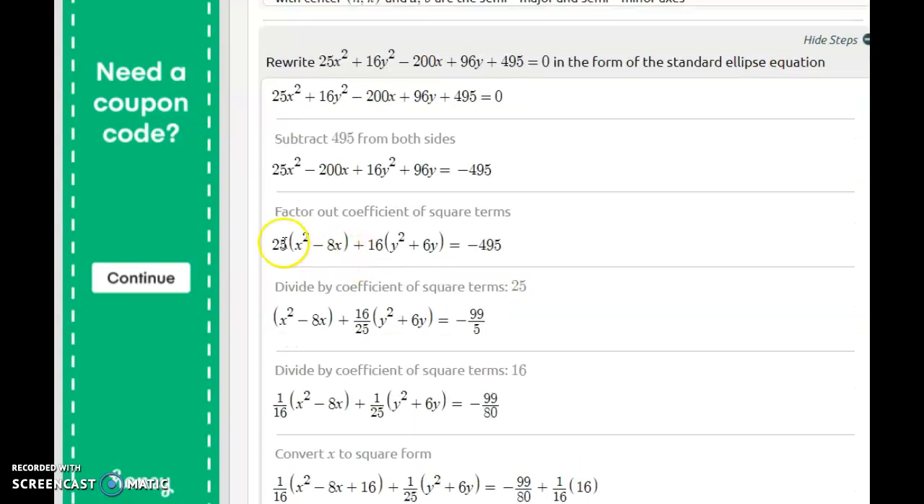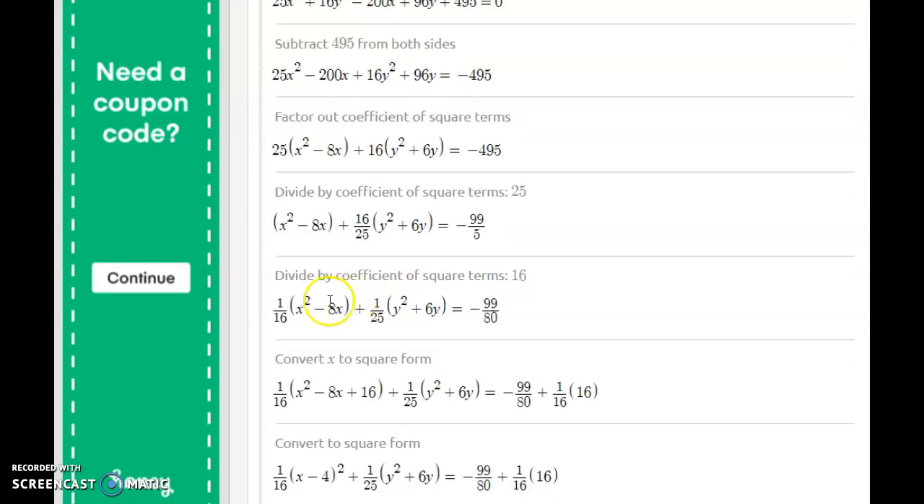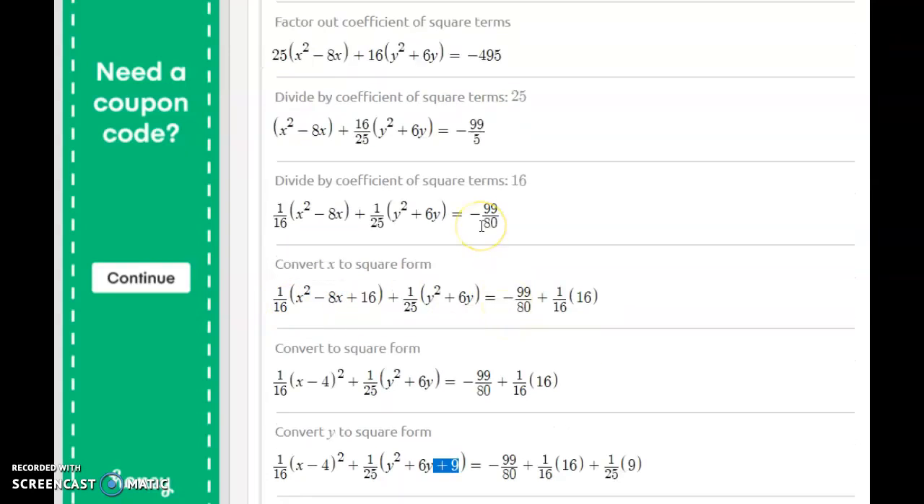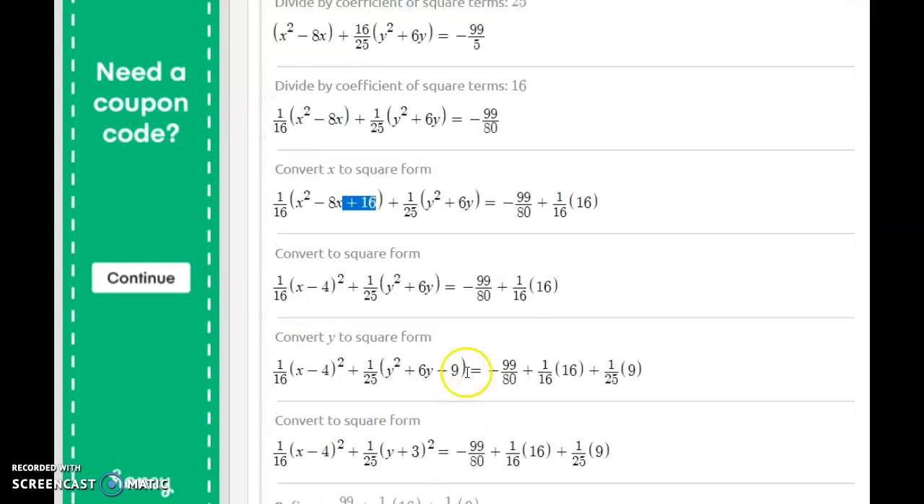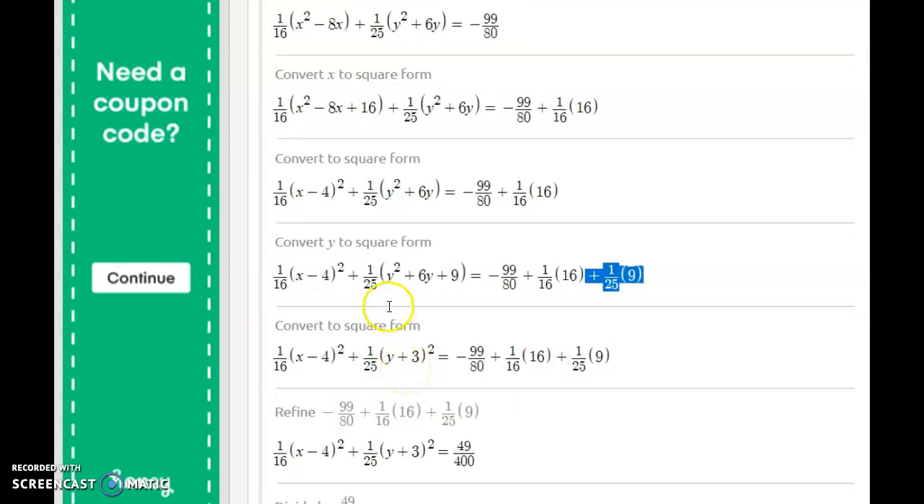And then what they do with the factors in the front, they divide by 25 and they divide by 16. And you get these really strange fractions here. And then because we're completing the square here with the plus 16, that's why we also need to do something to the other side. And here we're adding a 9, so we also need to do something to the other side. You kind of see that here with the 16, and here with the 9 and the factor in the front. And then they do a bunch of algebra.